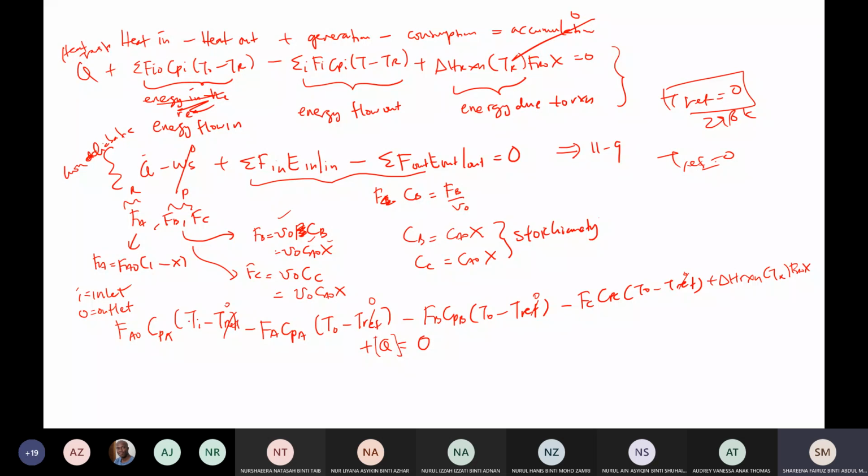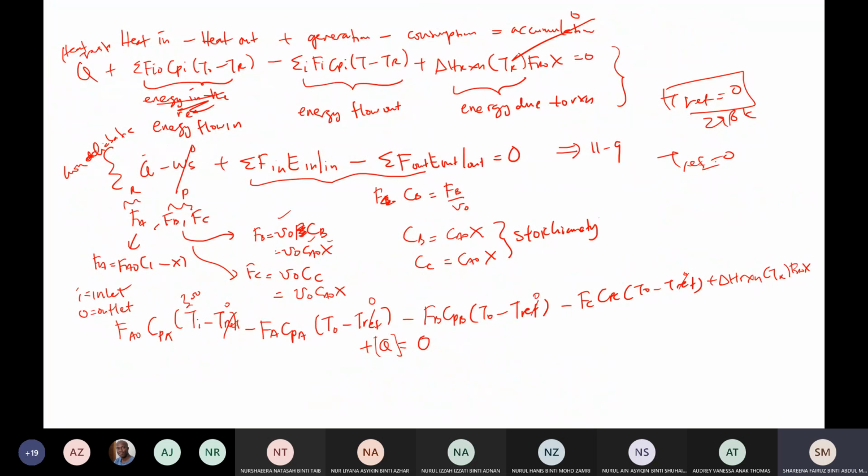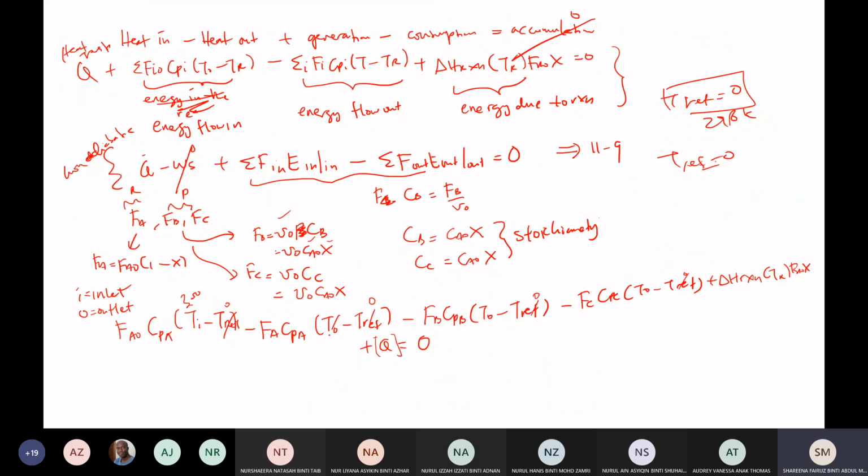TI is the initial one, the operated one, which is 300. So this is initial, which is 300. TI is 300, and T0 actually refers to what you got from here. Because the conversion we wanted to achieve last time is 80%, what comes out is the T outlet, the outlet temperature, which you got as 288K. So substitute here, T0 is 288. So don't get it wrong. If you get the T value wrong, everything will be wrong.